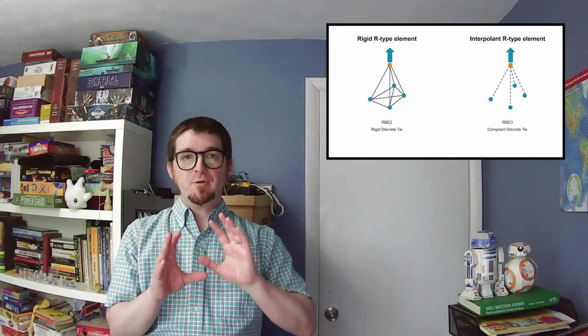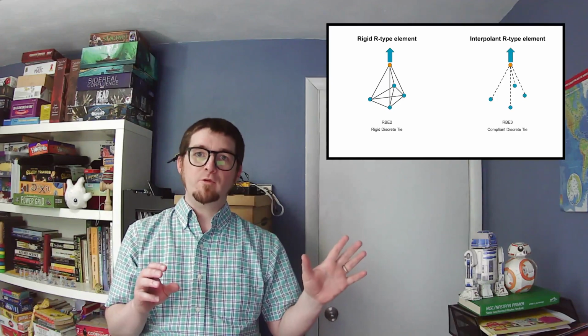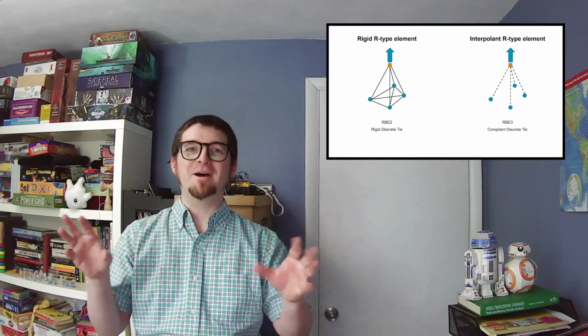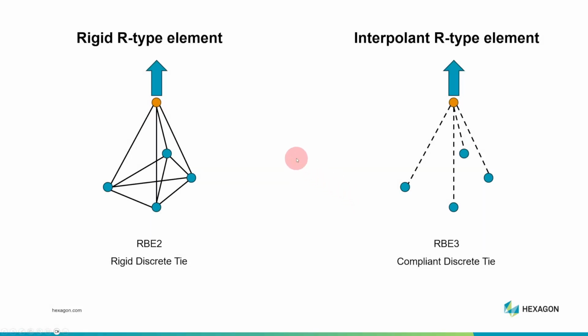If we were to have kept reading, we would have found out about a couple of other ways to distribute loads. I'll just tell you about them now. There are these things called R-type elements, so that instead of applying a load directly to your model, you apply the load to the R-type element, and then the R-type element would distribute the load across the part that you're modeling. The two big types of R-type elements are called rigid or interpolant R-type elements, or in Nastran RBE2 or RBE3, or in Apex a rigid discrete tie or a compliant discrete tie.